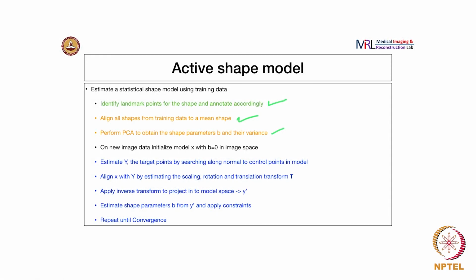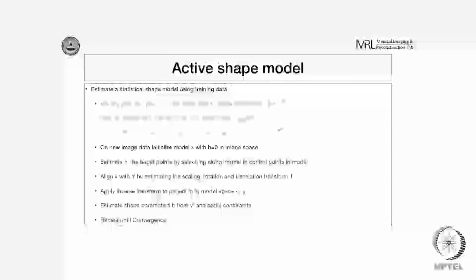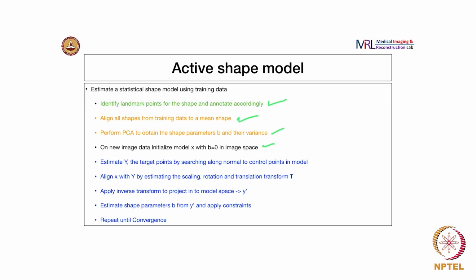So now you have a bunch of points. There are just too many of them. You reduce the size of the feature set and boil them down to a few parameters, B, which we call shape parameters, and we also have a bound on how much they can vary. Okay, so on the new image data, initialize a model with B equal to 0. So take the mean shape or one of the reference shapes that you had.